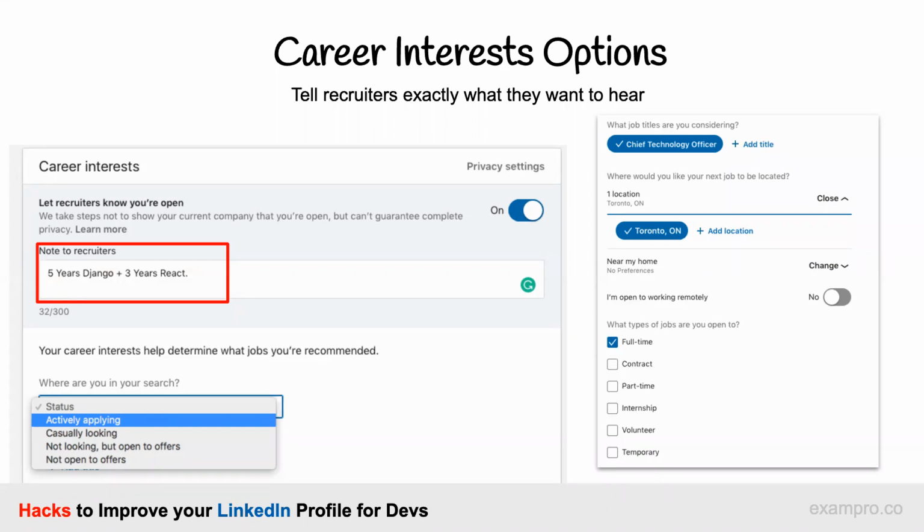You can set your status, and then you can also narrow down. Like I say, I only want Chief Technical Officer titles. Don't give me anything else. I want Toronto, I want full-time, right? You do this, and you're going to get a lot more opportunities.